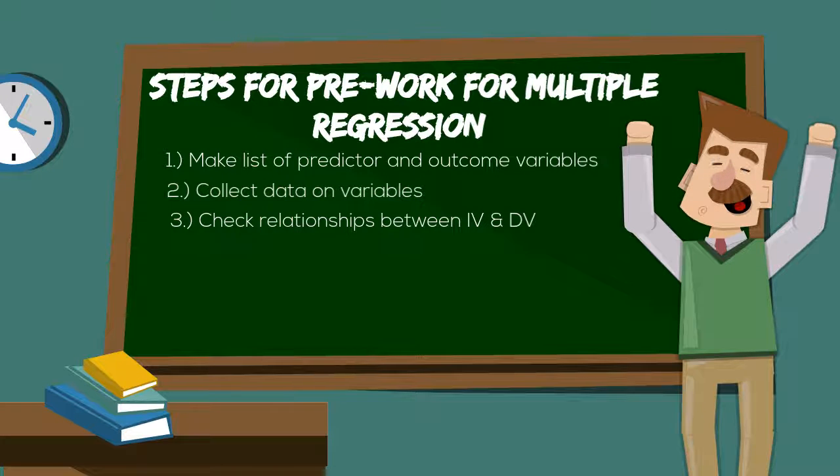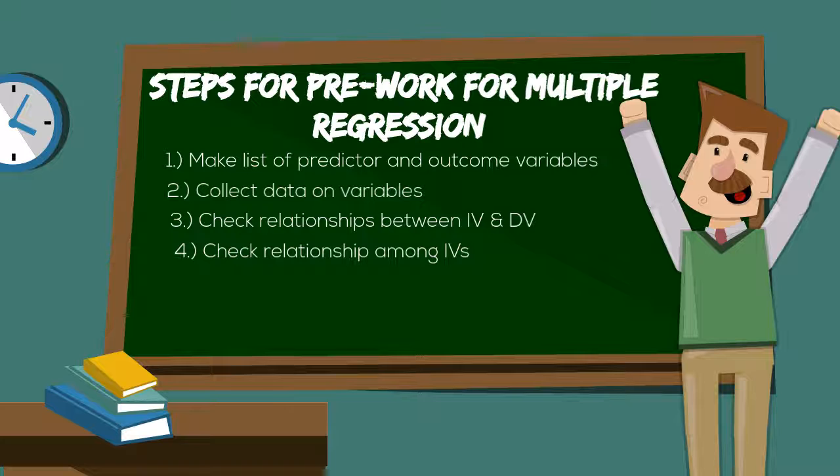The 4th step is to check the relationship among your predictor variables, or independent variables. What this is referring to is the notion of multi-collinearity, which is really just the relationship among independent variables. We'll go over that a little later, but you want to test for it because if your independent variables are very closely related, it will throw off your correlation and your regression as well.